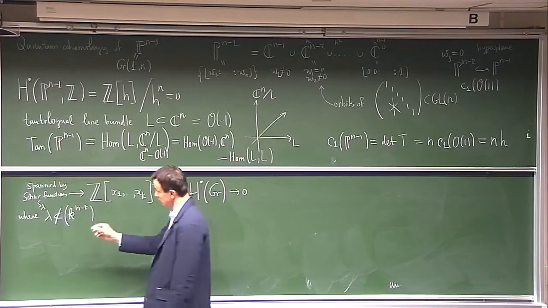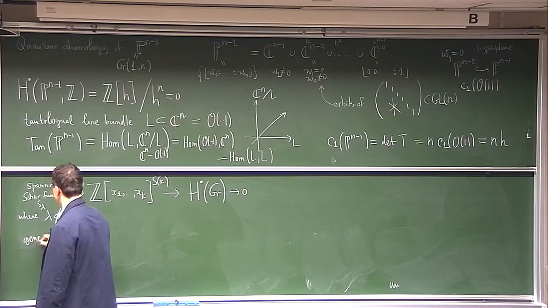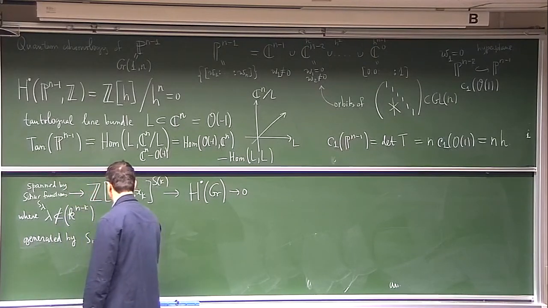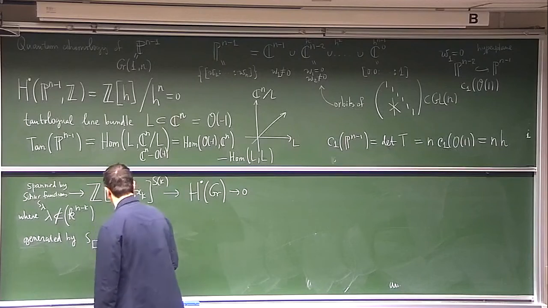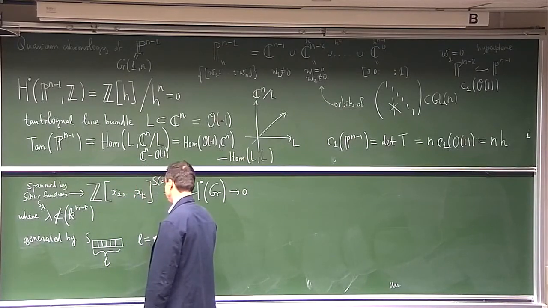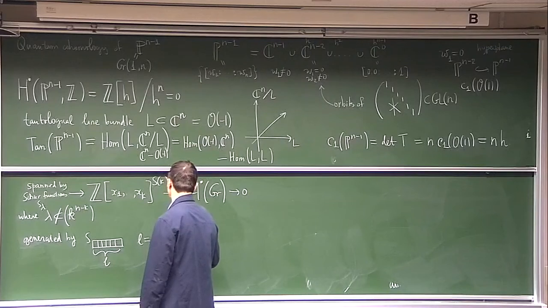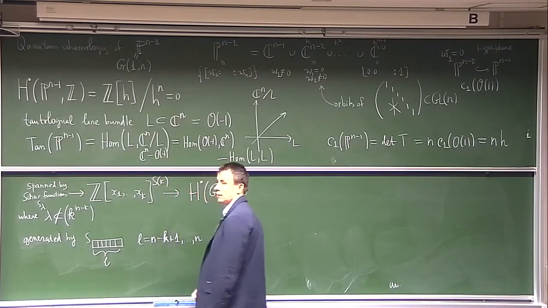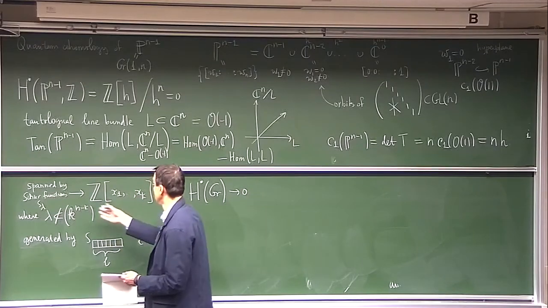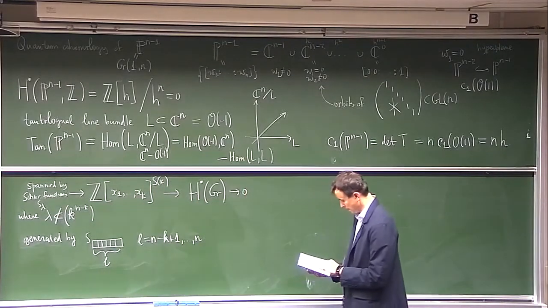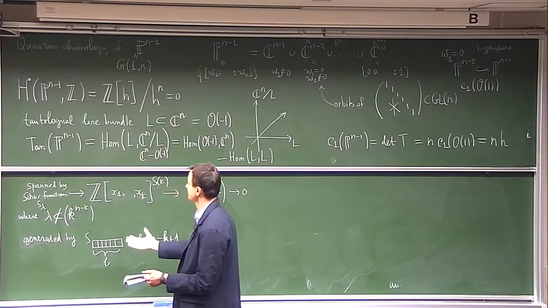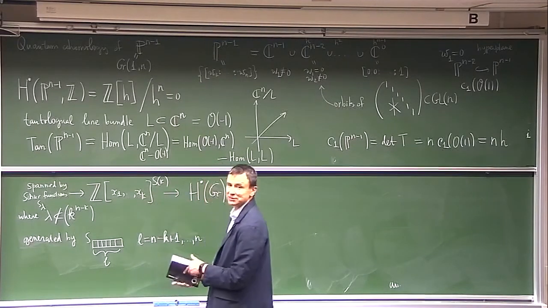The kernel is an ideal generated by the Schur functions corresponding to just one row, where the length of that row is enough to take from n minus k plus 1 up to n. This is some ideal, and just some particular set of generators. Obviously, if k equals 1, this specializes to the previous description of projective space.